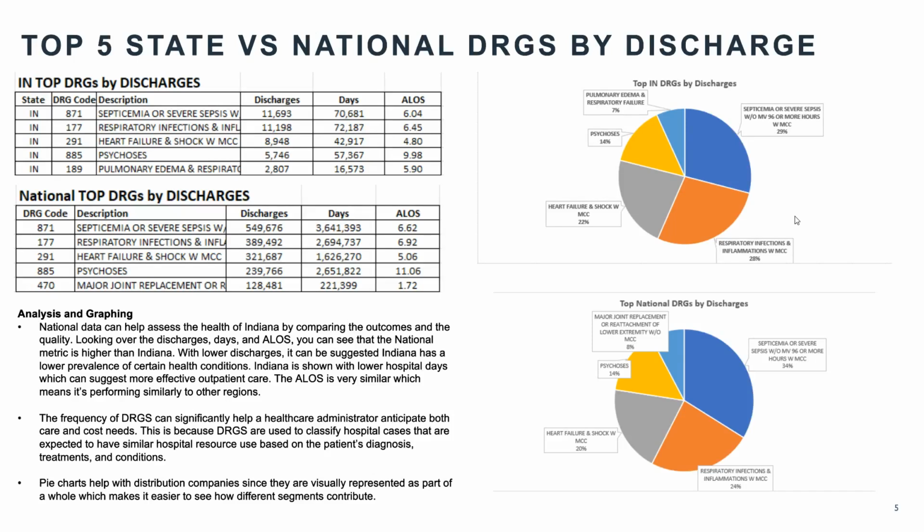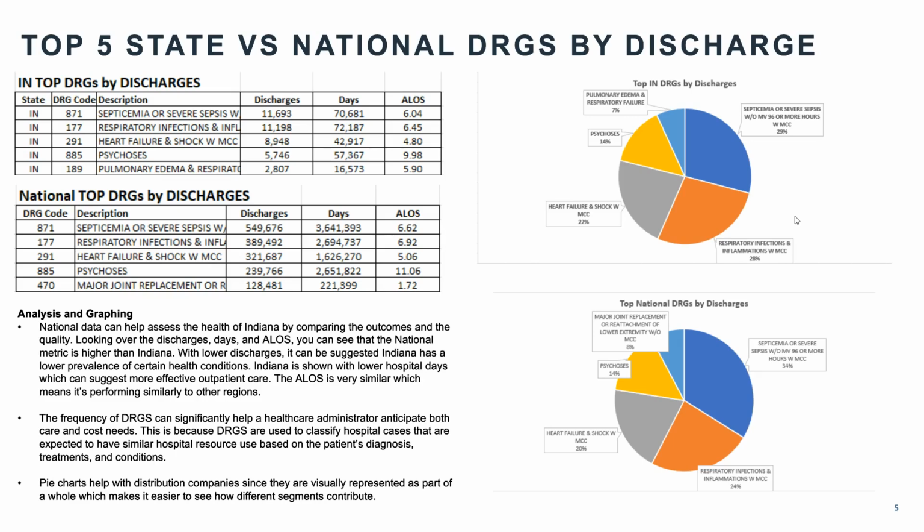Here we see the top 5 state versus national DRGs by discharge. National data can help assess the health of Indiana by comparing the outcomes and the quality. Looking over the discharges, days, and average length of stay, you can see that the national metric is higher than Indiana. With lower discharges, it can be suggested Indiana has a lower prevalence of certain health conditions. Indiana is shown with lower hospital days, which can suggest more effective outpatient care. The average length of stay is very similar, which means it's performing similarly to other regions.